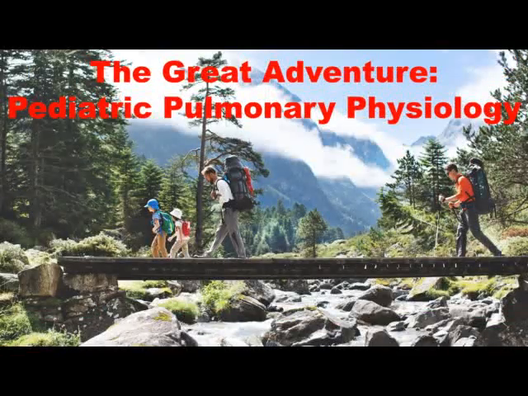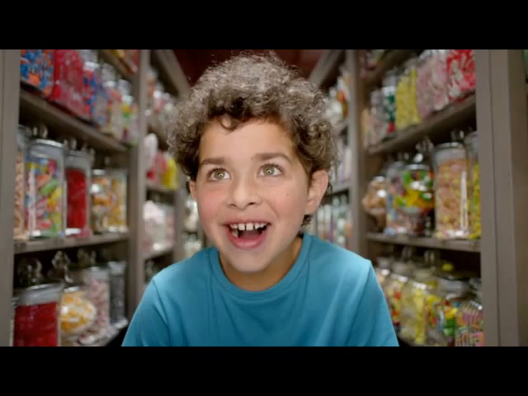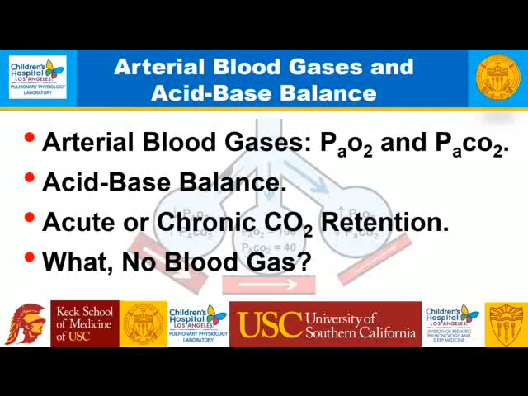So this is the Great Adventure, and we are in the fifth of a series of 30 presentations on the topic of pediatric pulmonary physiology. I want you to approach this again like a kid in a candy shop, and we're going to talk about arterial blood gases, P-arterial PO2 and P-arterial CO2. We previously talked about how to calculate these. Acid-base balance will be the main part of this, and then acute or chronic CO2 retention, and what? No blood gas? You'll see what that's all about.